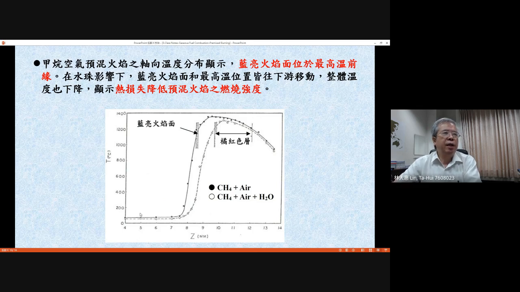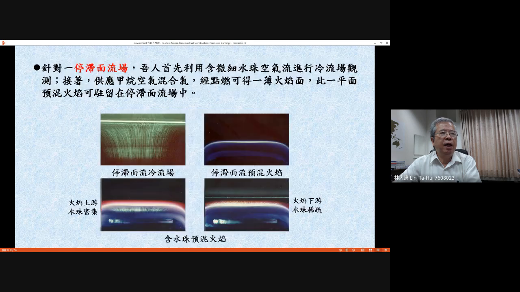You can see there are two cases. If you do not apply water, you simply supply the premixture of methane with air at a certain injection velocity, then the premixed flame sits, as I mentioned here, planarly at a certain position away from the exit plane of the burner.